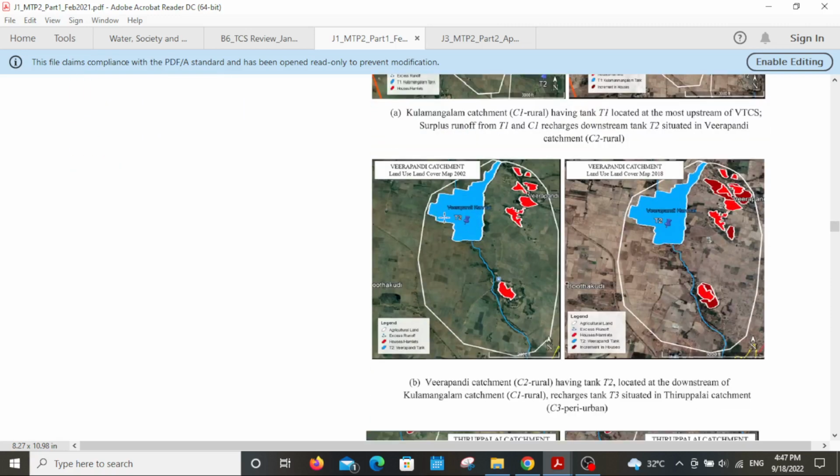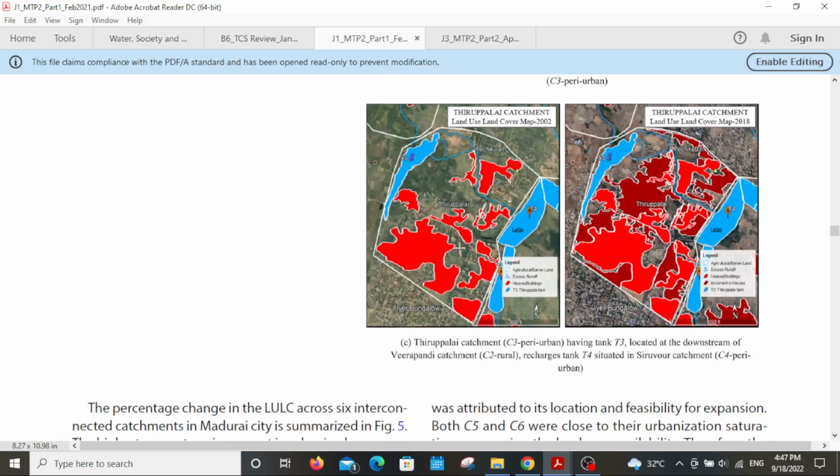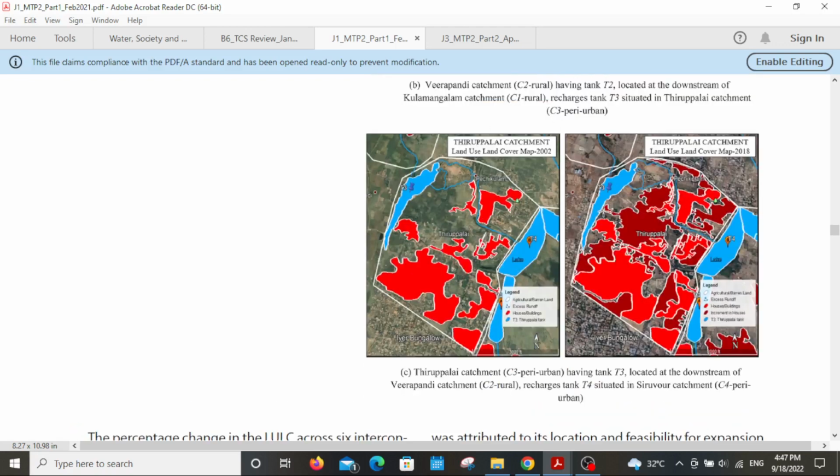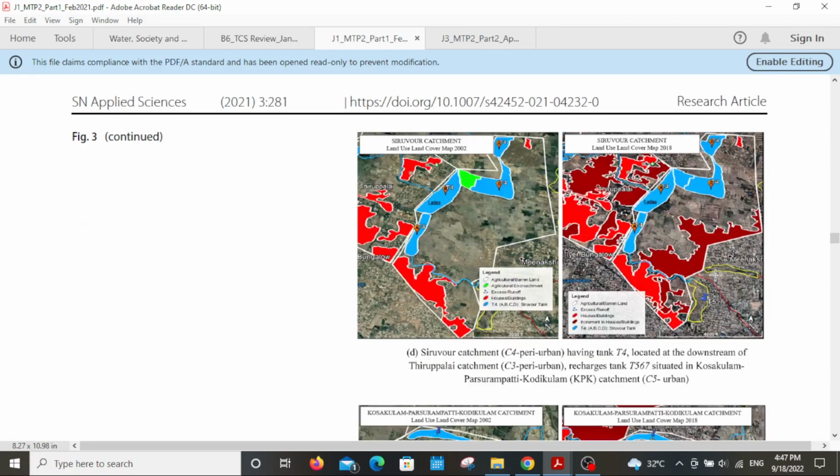Similarly, this is another tank, tank 2, which is located in the Hooghly region, named Veerapandi. And this is tank 3, which is located in a semi-urban or peri-urban region, which is the Tirupallai catchment. And we can see here there is a drastic change in the land use pattern as the urban area has increased between these two study periods. Similarly, this is tank 4, part of the peri-urban region, named Serivur catchment, and here also we can see that the urbanization trend is very rampant.